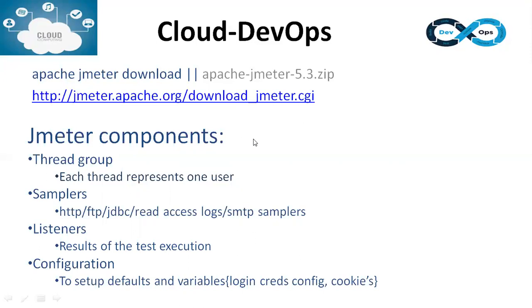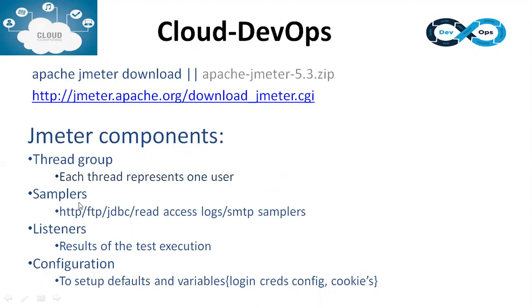And JMeter has some components. These are the main components, and it's not limited to these 4, it has many more, but these are the main ones. Carefully observe this terminology because we are going to use it very repeatedly. Thread group. Thread group means each thread we call as one user. For example, if we mention thread group as 50, that means we are sending 50 user requests to one application.